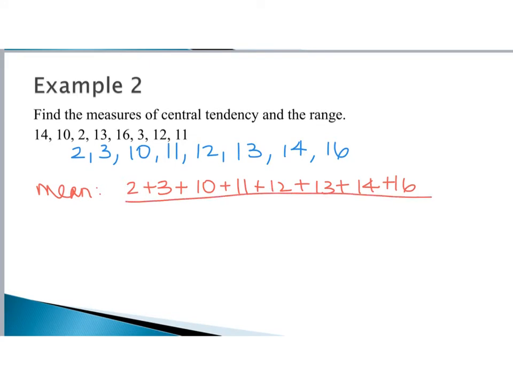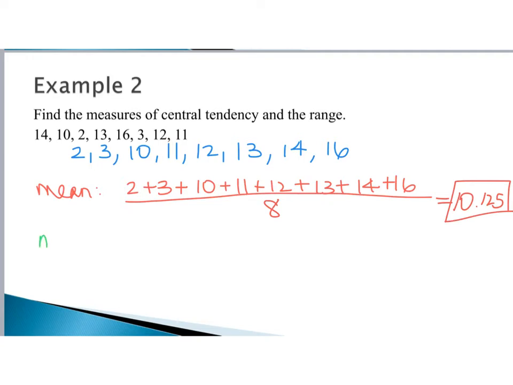And then I'm going to divide that by 1, 2, 3, 4, 5, 6, 7, 8 numbers. So I'll go ahead and divide that by 8. When you add the numerator and divide by 8, I got 10.125 for my mean or average.